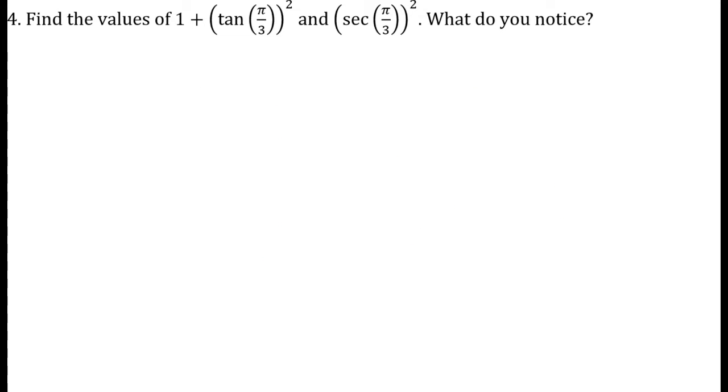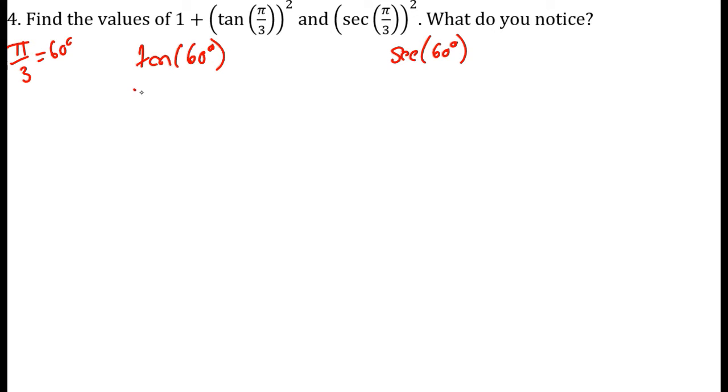Number 3, find the values of 1 plus the tangent of pi over 3 squared and secant of pi over 3 squared. What do you notice? Pi over 3 is one of those angles that you should almost memorize at this point. We know that pi radians is 180. 180 divided by 3 is 60 degrees. So we need to figure out what's the tangent of 60 degrees and what's the secant of 60 degrees, and then we'll see what these come out to be.